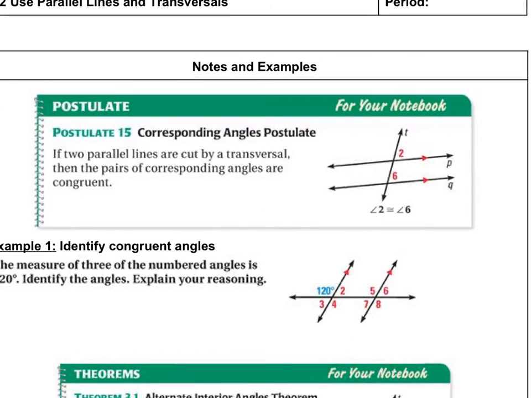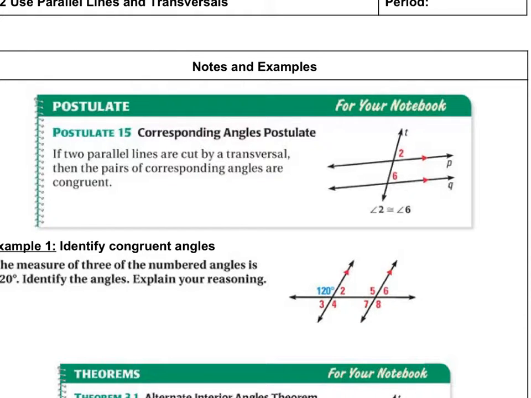Hint, hint, I would add this to my postulate page. Basically, all this is stating is that if you have two parallel lines cut by a transversal, corresponding angles are congruent. So in this picture, 2 is congruent to 6. If they're in corresponding parts of the same line, or corresponding parts of two different lines, they are congruent.